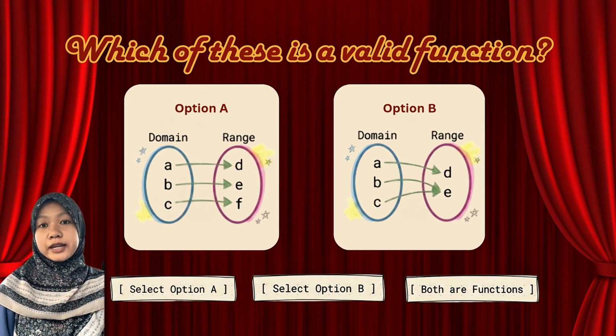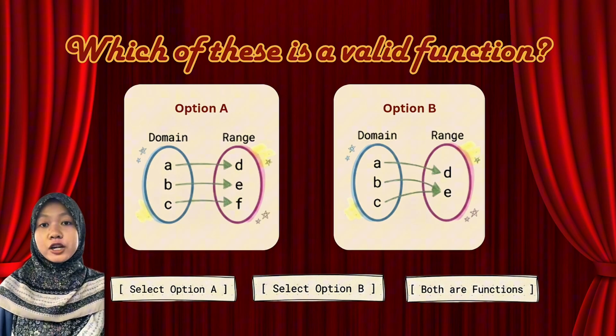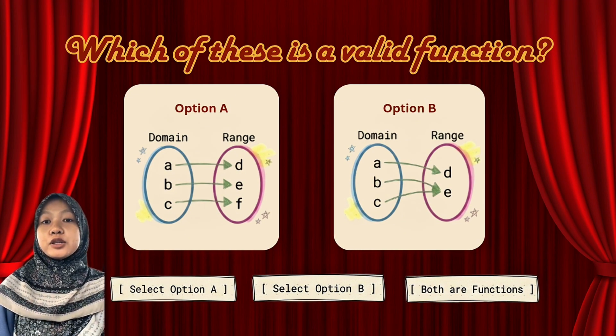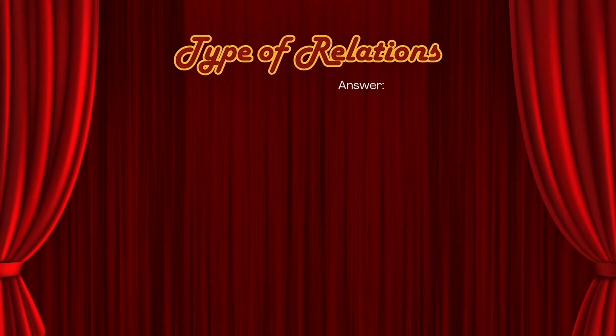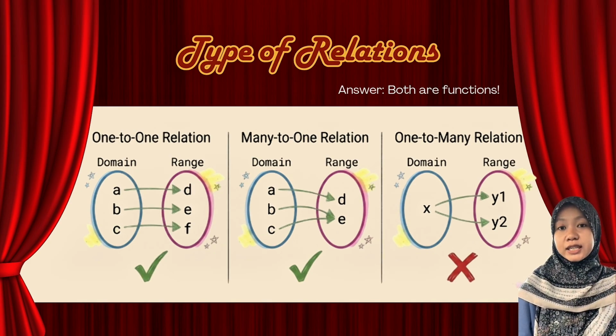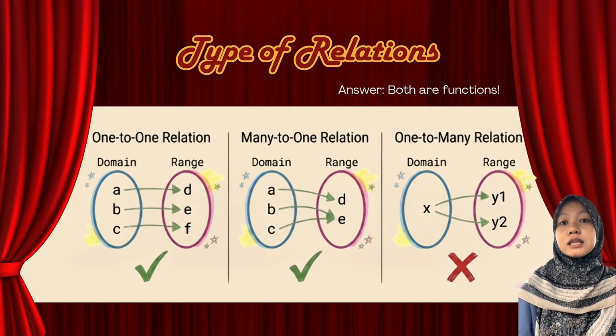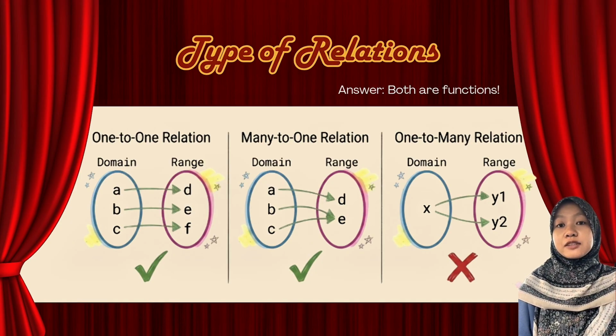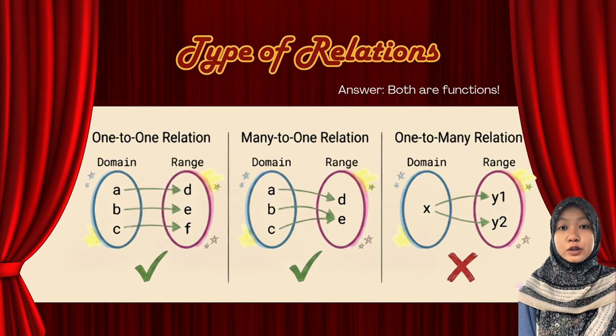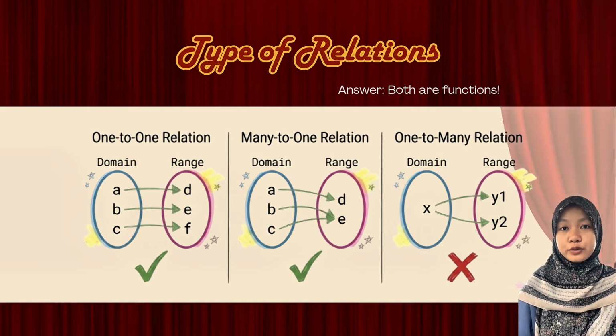Look at these two diagrams. Which one do you think is a valid function? Remember, the important rule is that every element in the domain has only one element in the range. So, the correct answer is both are function. As long as each element in the domain has only one output, it is still considered as a function. So, multiple x values can share the same y value, but one x value cannot have multiple y values.